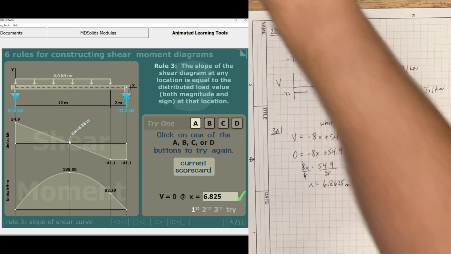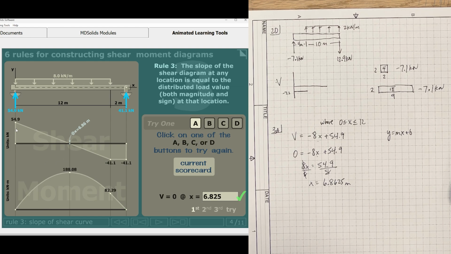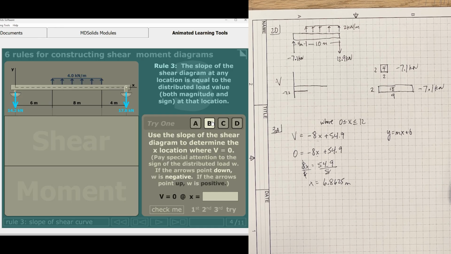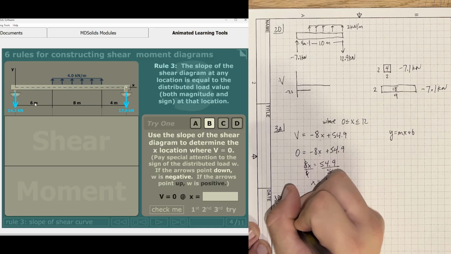So if we go ahead and plug this in, we'll actually end up being able to see the slope as well as the equation of that line there. And then once again, if you want to find out what this moment is here, you can take the area of this right angle triangle, and you're going to end up getting 188.08. But that's how we can solve for these. We can go ahead and move on to 3B here.